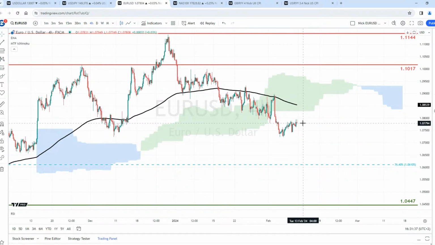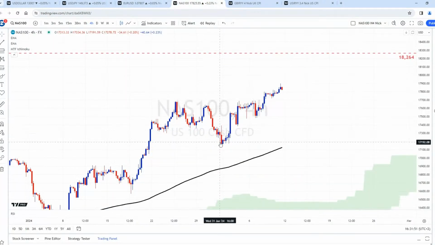What will it take to jolt it? Probably next week's CPI inflation from the US, which we're gonna discuss in a little bit towards the end of our session. First, let's go to the Nasdaq 100.